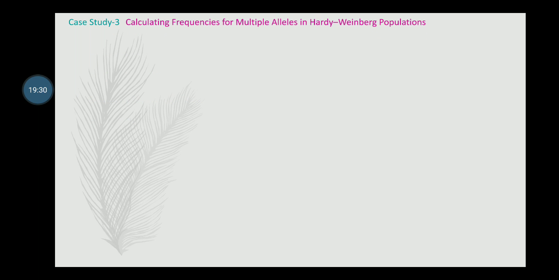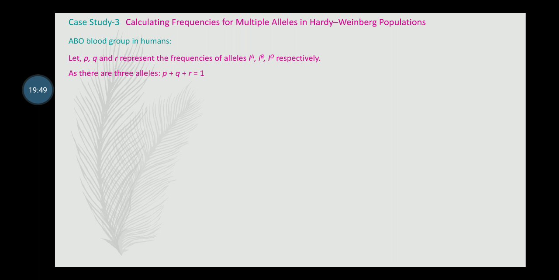In case study 3, we will calculate multiple allele frequency using the Hardy-Weinberg law. The ABO blood group system is a well-known multiple allele system where IA, IB and IO, these three alleles are there. So here there will be P plus Q plus R is equal to 1, where P is equal to IA, Q is equal to IB, and R is equal to the IO allele. Therefore, P plus Q plus R whole square is equal to 1.